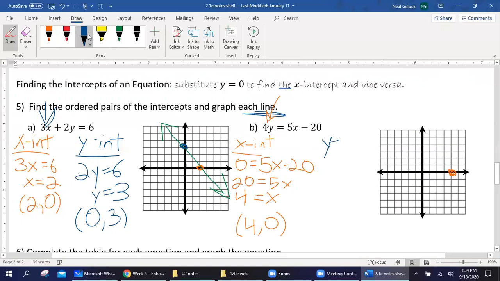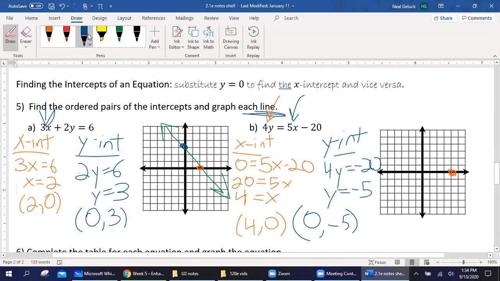For the y-intercept, plug in 0 for x. So that will give me 4y equals negative 20. The y is negative 5. So 0, negative 5 is my y-intercept. Since it's a line, just connect the dots. And we're good.